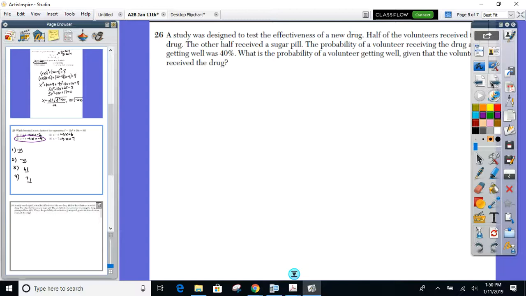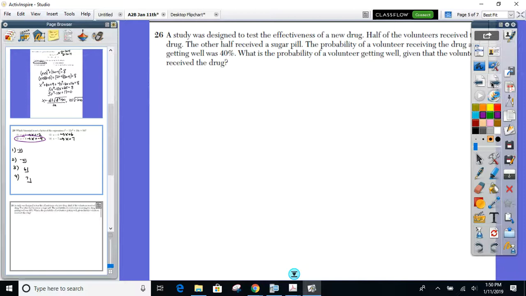Okay, read through it. I want to identify what type of problem it is. And don't tell me probability. Let's go. Read through 26, please. Read through 26. I know it's a probability problem, but what type of probability problem? It's a given probability. Yep. So we got to know the formula. Got to know the formula.